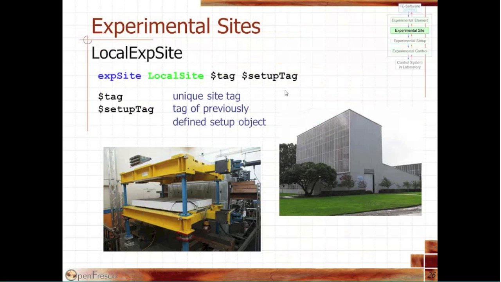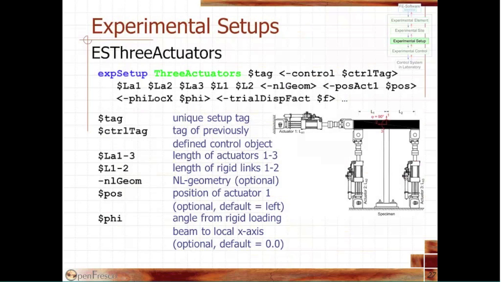For the experimental setup, I'm going to go back to the one I showed you before, which is a three-actuator experimental setup. So you will tell the experimental setup the type, which is three actuators, give it a tag, and specify what controller you will be using, which controller you are talking to in the laboratory. Then you will have to provide some geometric quantities that are important because we may be doing a nonlinear transformation. So you will have to tell it the initial actuator lengths of your three actuators, and the different distances of your rigid loading beam on top. All these arguments need to go in case you are doing a nonlinear transformation.